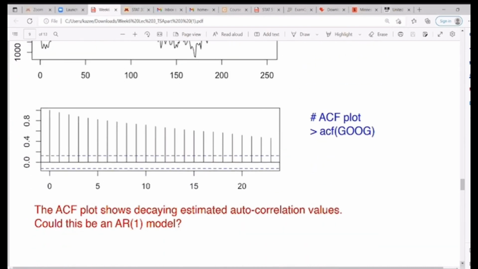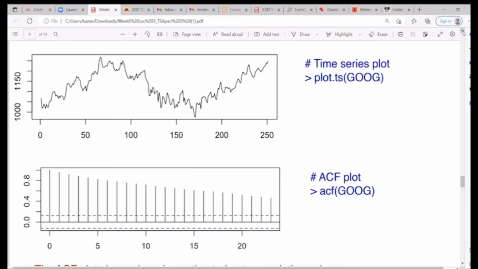Now, the next thing I want to do, if I really want to know whether I should fit a particular time series model, whether I want to fit the auto-regressive model or moving average model or the auto-regressive moving average model, what I'm first going to do after generating the time series graph, which is part of the preliminary investigation, is generate an ACF plot.